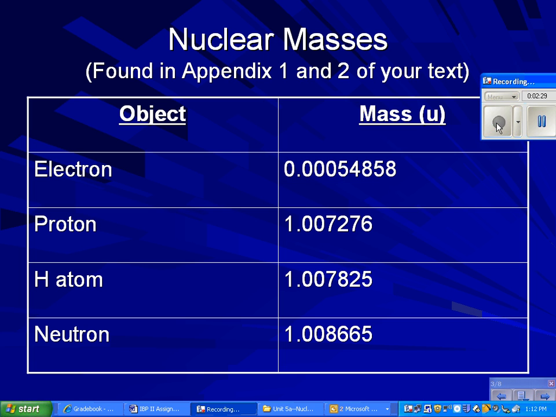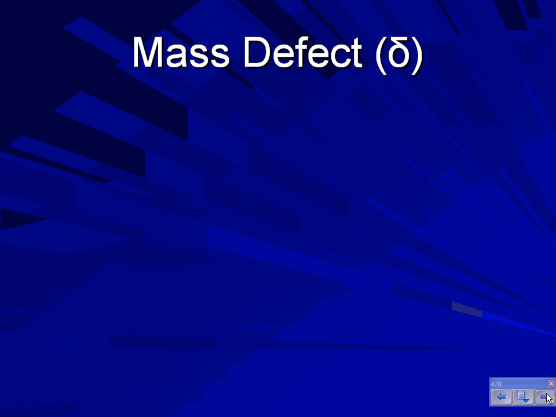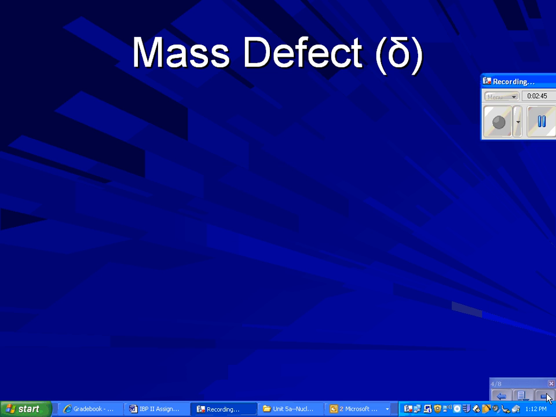So let's talk about this idea of mass defect. Mass defect is sometimes represented by the Greek letter delta. I believe that's a lowercase delta, I think. Or is it a sigma? Okay, let's see.